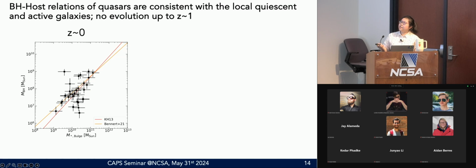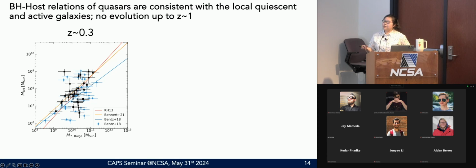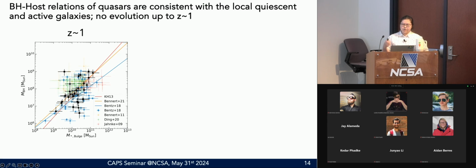So these are our results. The black data points here show the bulge mass versus black hole mass for the SDSS-RM quasars. And roughly, we can see that it is consistent with the redshift 0 correlations from two different works. And then if we step backwards in redshift, we can see that it is also consistent with higher redshift work with active galaxies, and also even higher redshift around redshift 1.